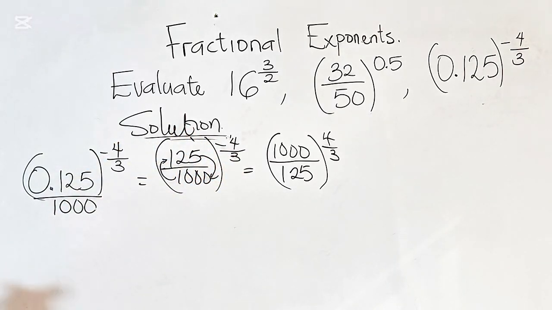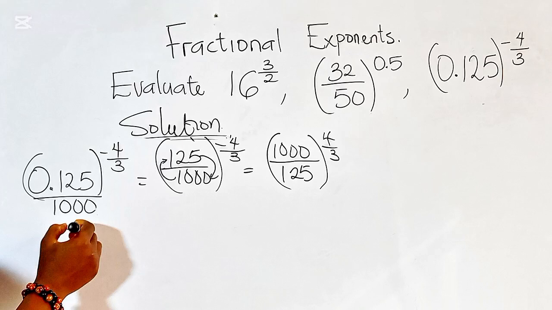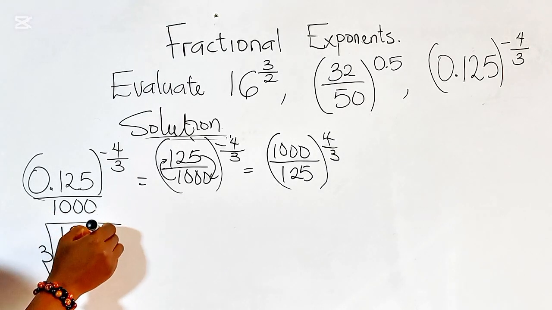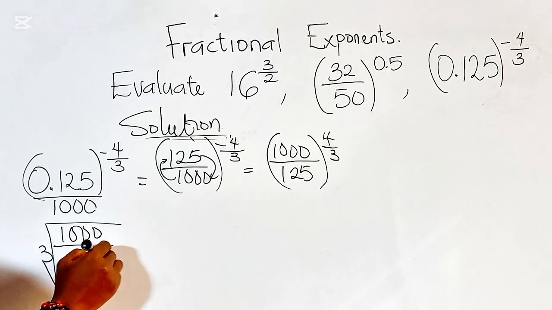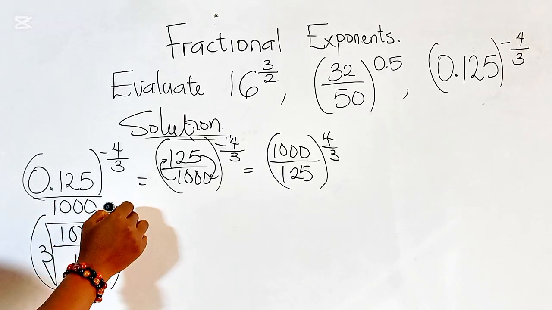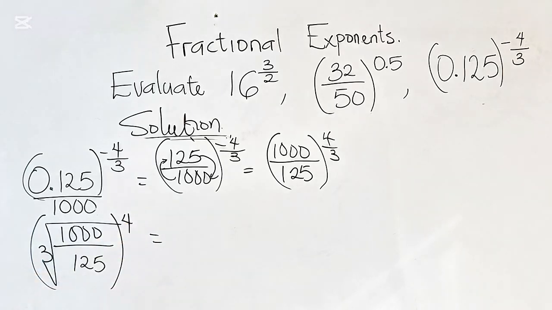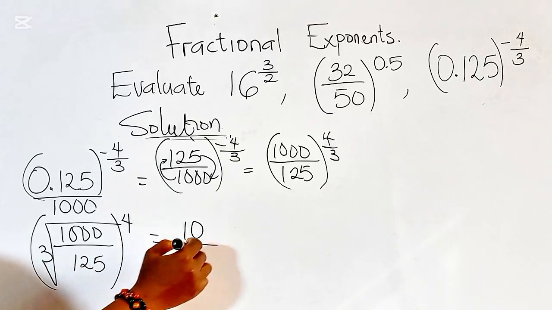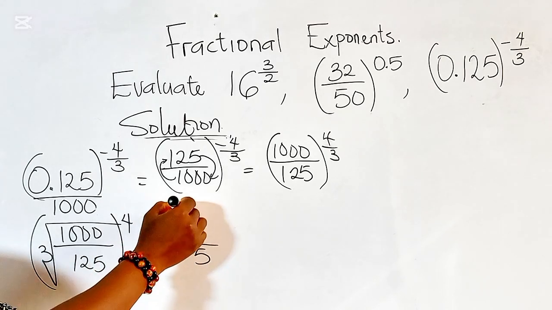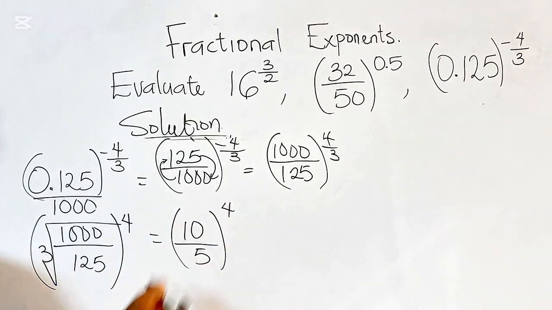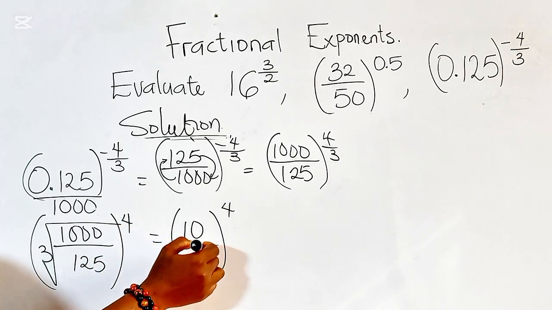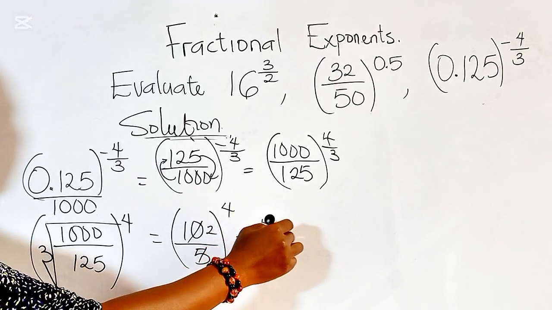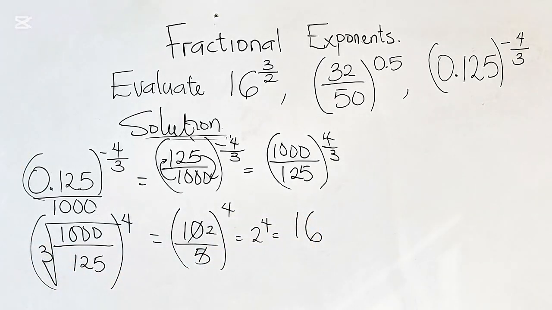Applying the rule now, according to the denominator, we are going to find the cube root of 1000 all over 125, then all raised to the power of 4. The cube root of 1000 is 10, and the cube root of 125 is 5. Then all raised to the power of 4. You can choose to simplify this to become 2 over 1. So we have 2 to the power of 4 to give us 16 as the answer.